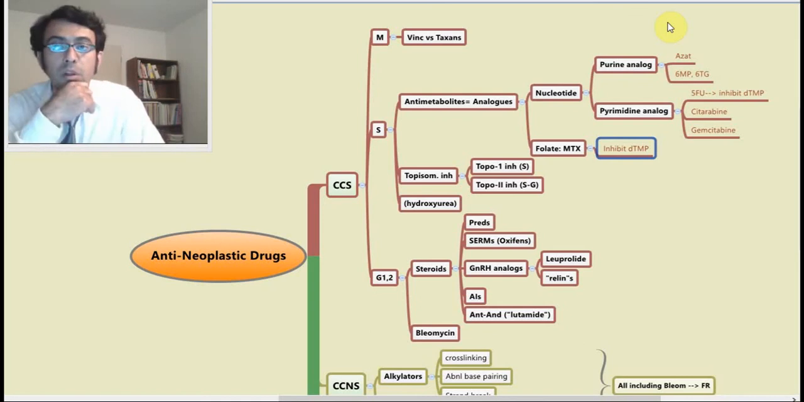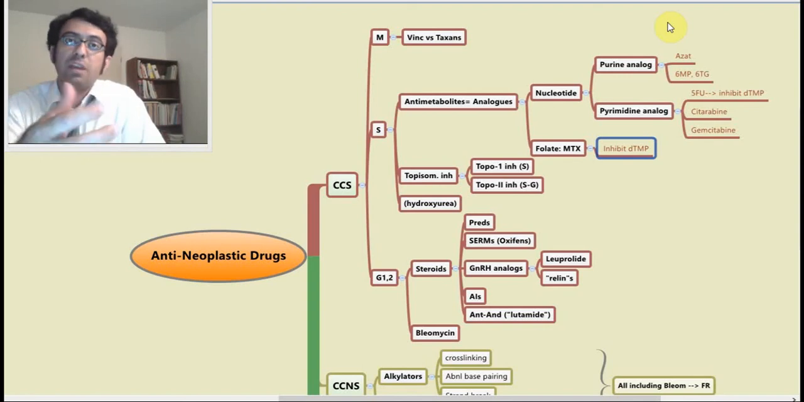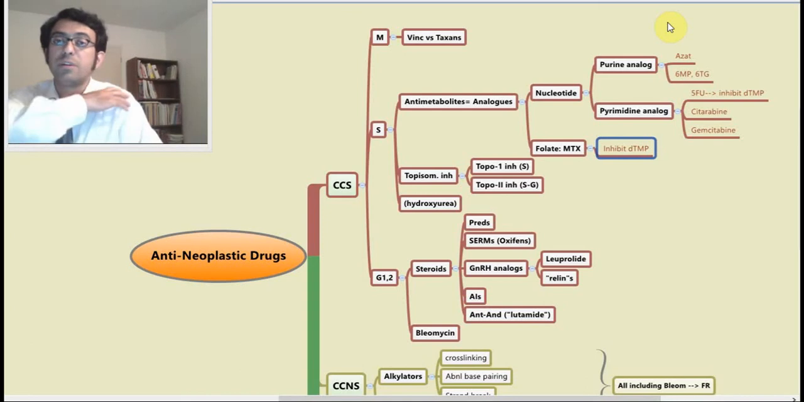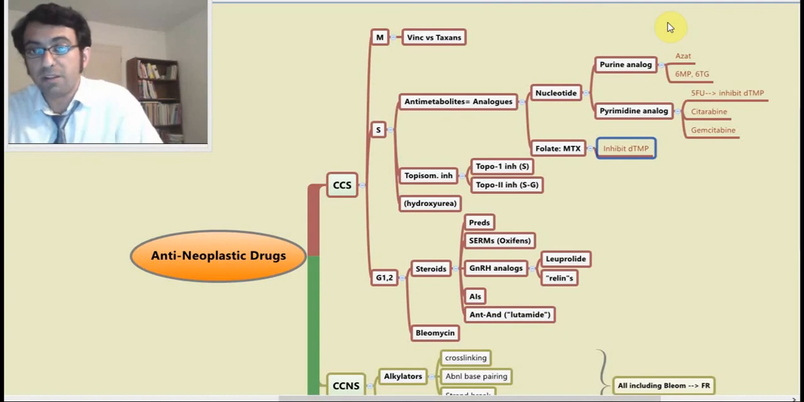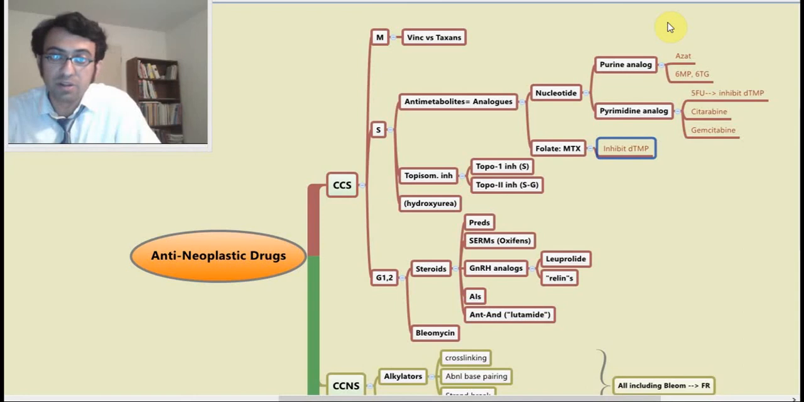Which one of these drugs will you choose if you are asked which one of the cell cycle S phase specific drugs is capable of inhibiting DNA polymerase? Despite the fact that either one of them can do that, you preferably choose the pyrimidine analogs, especially. And if you're asked which one can cause megaloblastic anemia, again you can choose pyrimidine analogs. However, any one of the anti-metabolites can cause megaloblastic anemia in theory.